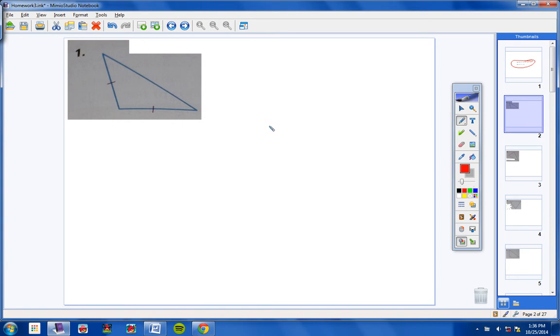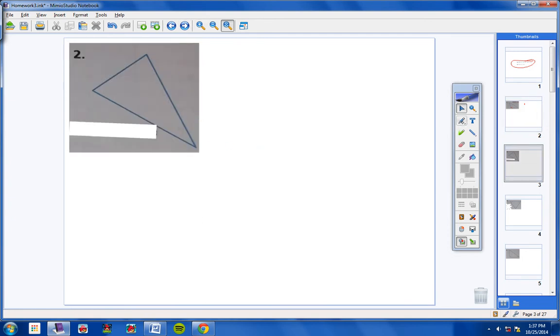The directions for numbers 1 through 4 say to classify the triangle by its sides and by its angles. So here we go. You are allowed to use just some estimation on the angles if you want to. Obviously, this is bigger than 90, so it's obtuse, and we have at least two sides that are congruent. You can call this an obtuse isosceles, and I would have no problem if you called it an isosceles obtuse. Either way is fine, okay? Moving on to number 2.